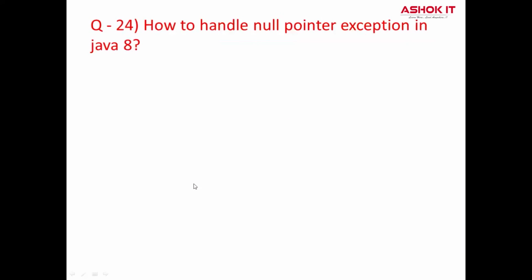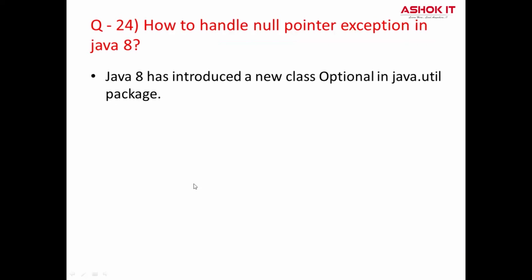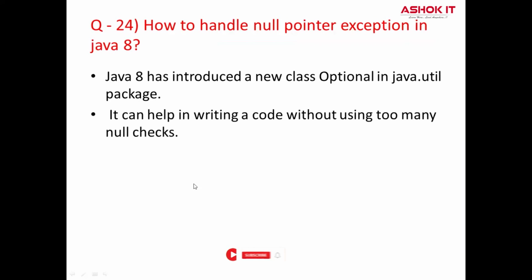Okay. Question number 24. How to handle NullPointerException in Java 8? Java 8 introduced a new feature, the class Optional, which is available in the java.util package. Optional is a container object that can contain a non-null or null value. It basically checks whether the memory address has an object or not. If a value is present, isPresent will return true and get will return the value. Additionally, methods that depend on the presence or absence of a value are provided, like orElse, which returns a default value if the value is not present, and ifPresent, which executes a block of code if the value is present.